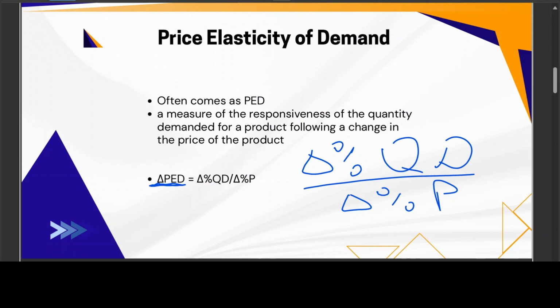For example, let's say we have changed price by 10%, and following a 10% price change, 5% of quantity demanded was lost. So we have minus 5%. So what does it yield? It gives us minus 1 over 2.